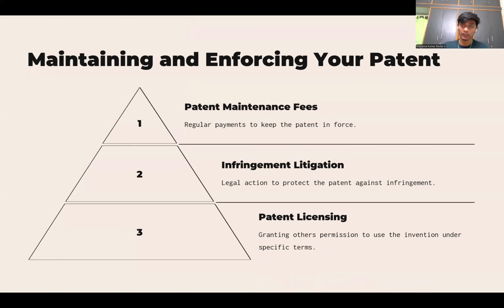Like for example, if there is a movie and the movie director wants to use some music which you have created and you have a patent for it, the movie director should take the owner's permission to use that music in a particular part under specific terms. So basically, it's nothing but a person requesting the owner to use their product under specific terms. So this part comes under patent licensing.